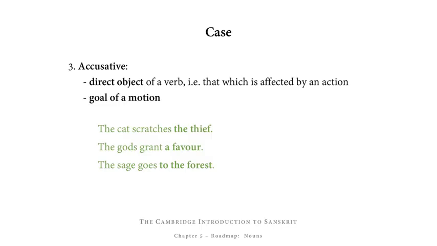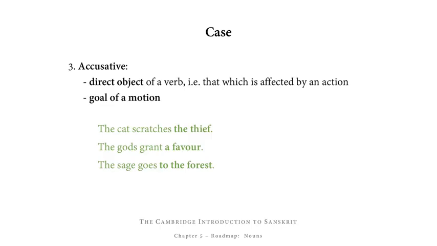Similarly with the gods grant a favor. The gods are the subject. They are doing something, namely granting. They're granting what? A favor. That would be the thing that is affected by their action, the thing that is being granted. Therefore, we consider it the direct object of the verb, and therefore it stands in the accusative.